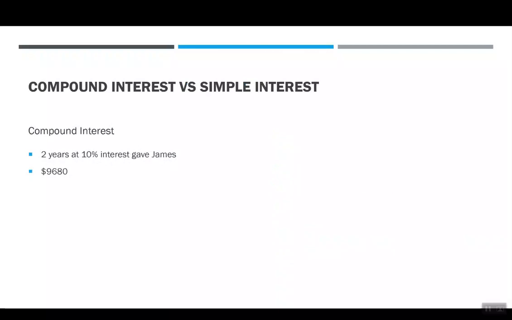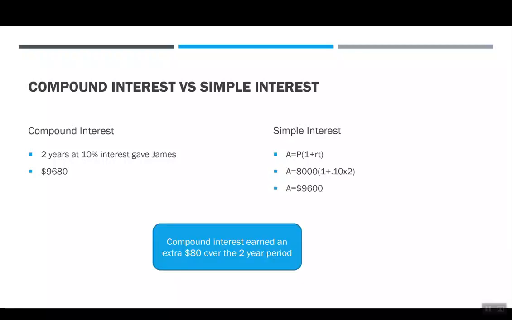Let's look at the difference between compound interest and simple interest. So we just found that 2 years at 10% interest compounded annually gave James $9,680. If we were to compute simple interest instead, we would have A equals P times (1 plus RT). Our amount would be the $8,000 times (1 plus 10% for 2 years). This is a total of $9,600, which is a difference of $80.